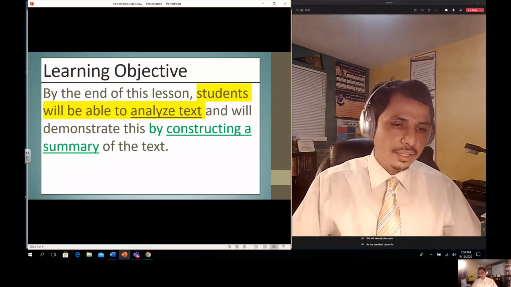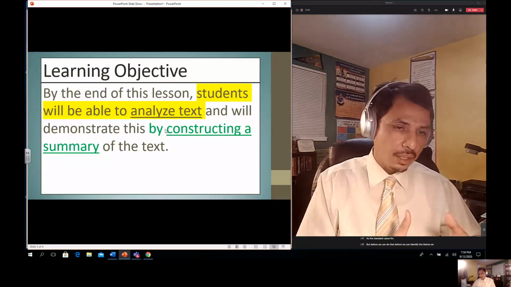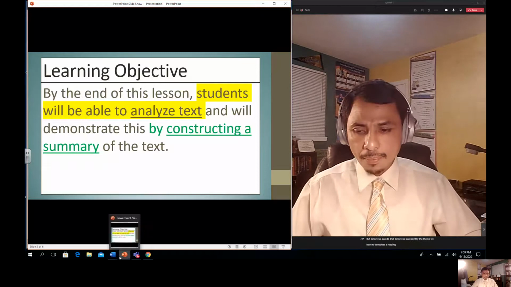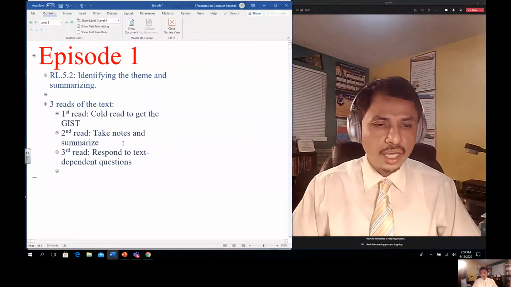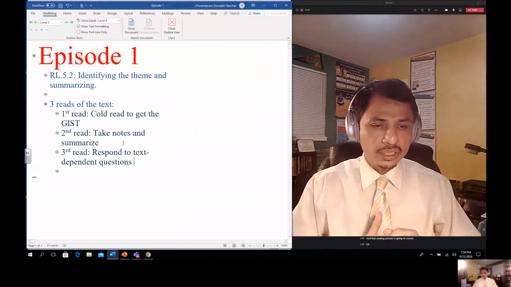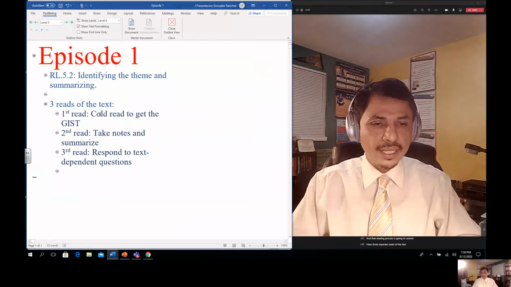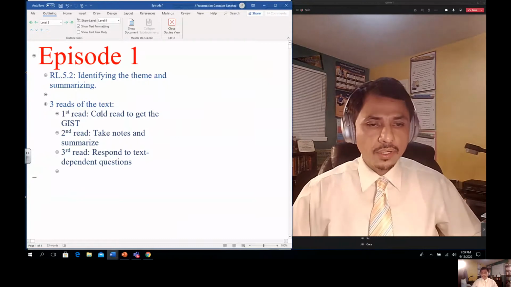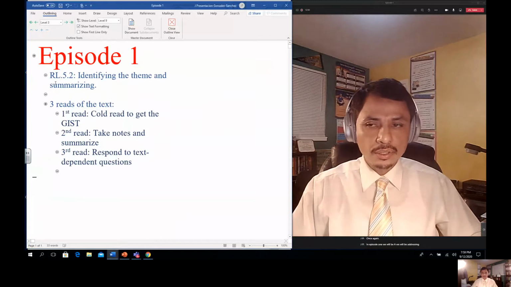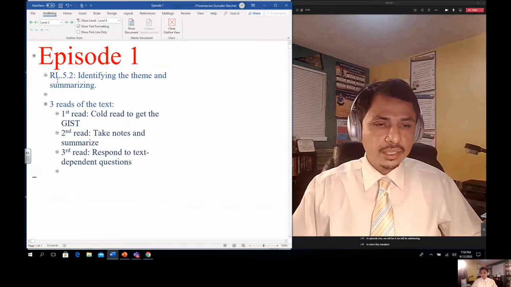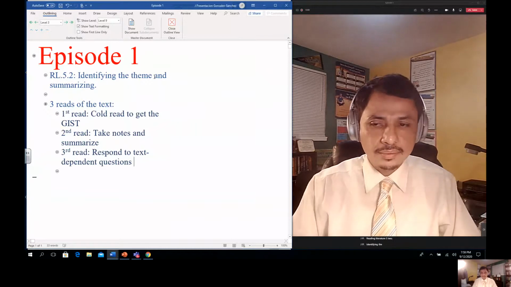But before we can identify the theme, we have to complete a reading process. And that reading process is going to consist of 3 separate reads of the text. So once again, in episode 1, we will be addressing, in short, this standard: Reading Literature 5.2, identifying the theme and summarizing.